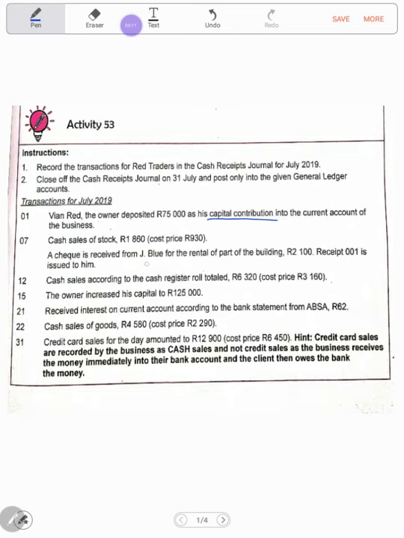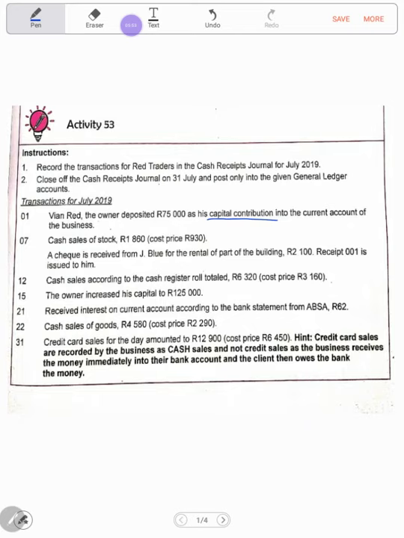A cheque is received from J Blue for the rental of part of the building, 2,100 Rand. Receipt 001 is issued to him. Alright, so we have received rent income from a tenant who is renting out our building. The first document number has been given to us, receipt 001. Alright, rent is income. It's an owner's equity account, and owner's equity increases on your credit side and it decreases on your debit side.